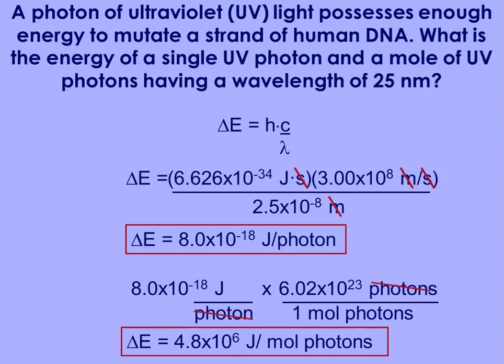So again, using just your straight equation relating energy to wavelength, that's going to be per individual particle. If you want to know per mole of particles, you're going to have to use Avogadro's number to create that relationship.